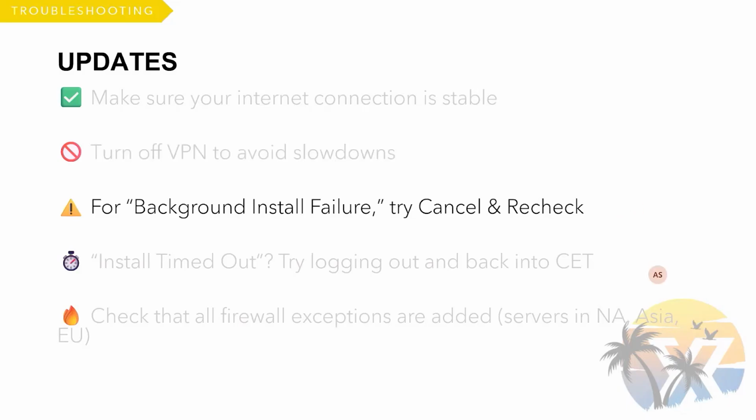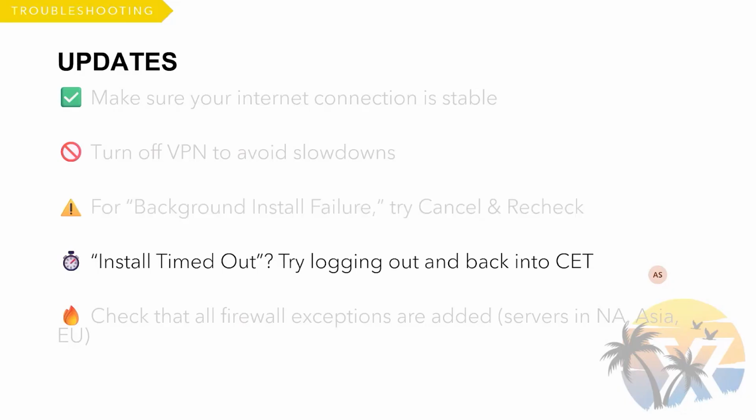Occasionally, you might see a background install failure error. When that happens, select Cancel and Recheck on the error prompt. This forces CET to pull the latest updates directly from the server. If you receive an installation timed out message, logging out of CET and then logging back in often resets the update sync and gets everything moving again.